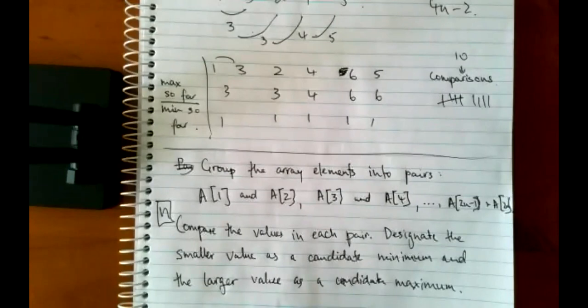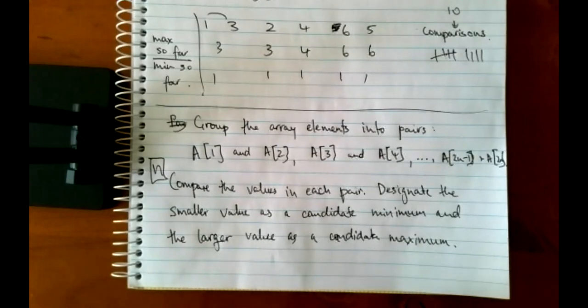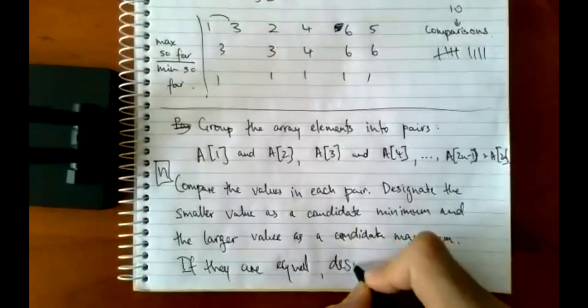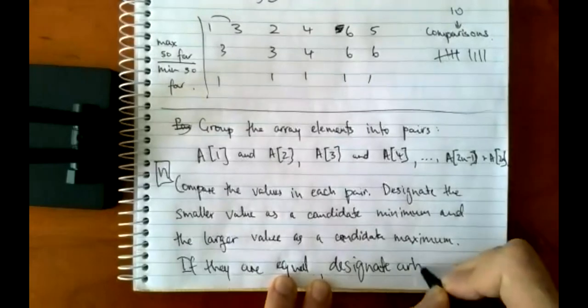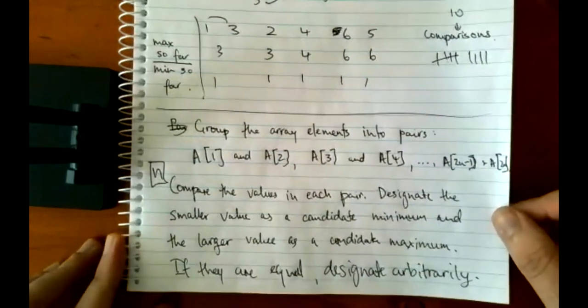Now there should be a little voice in the back of your head saying, what if they're equal? If two entries in a pair are equal, then we can assign them arbitrarily as candidate max and candidate min. Of course, neither of them will be useful. You can convince yourself, I hope, that it doesn't matter which one is which. If they are equal, designate arbitrarily. They are equal values, so we can just as easily make one a big one and one a small one. Okay, so we got that so far. We have these n comparisons to split them into pairs.